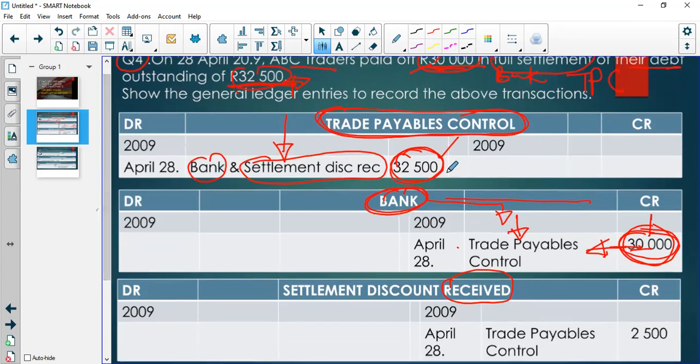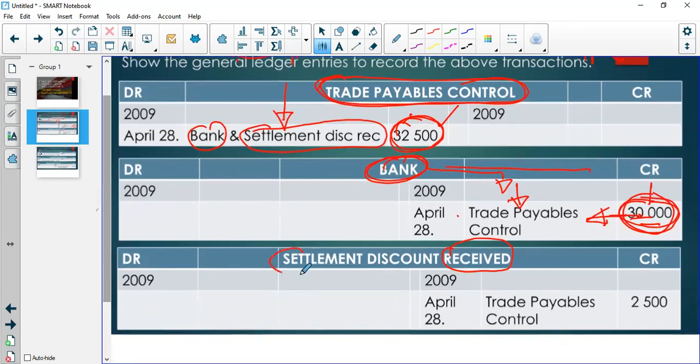But remember now, the debit side is 32,500. The credit side is 30,000. So the balancing is the settlement discount received. So we received a benefit of 2,500 for paying early. And so we were paying our creditors and we paid early. So this is the account that was debited.